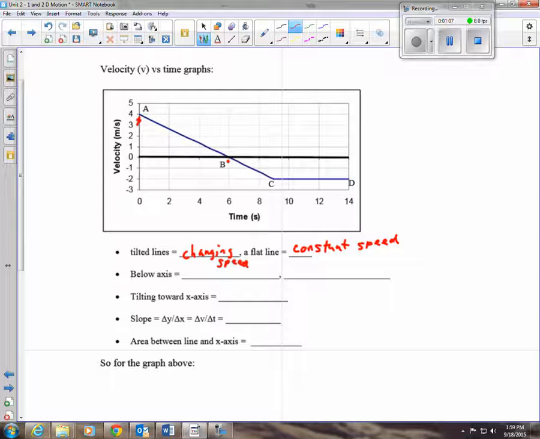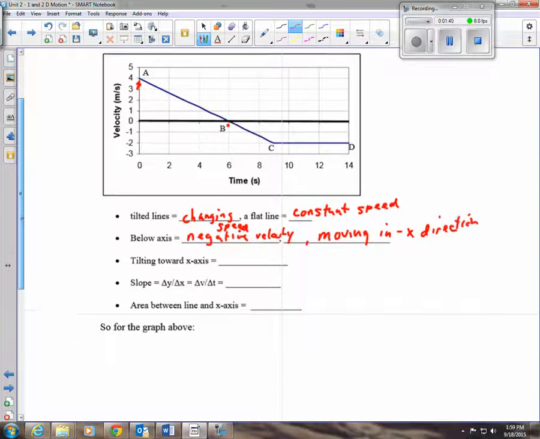So if we look, say, from C to D, it's staying at -2 the whole time, so the speed is -2 the whole way. If it is below the axis, it means there's a negative velocity. It means it's moving in a negative x direction. So again, when we studied the position time graphs, tilting downward meant it was going in a -x direction. In this case, anything below the x-axis is going to be moving in a negative x direction.